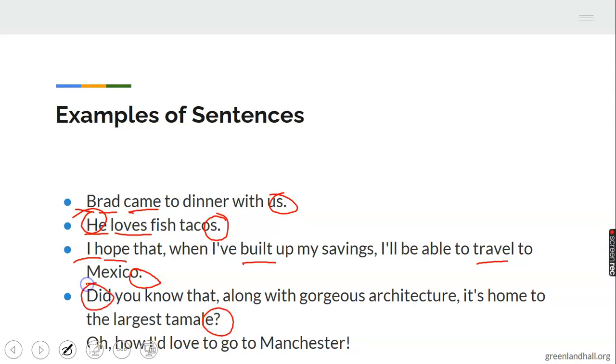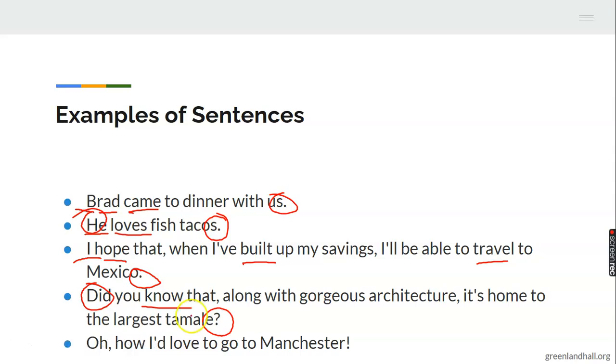Then, this is a question that can be referred to as a statement because it starts with a capital letter. Did you know that along with gorgeous architecture, it is home to the largest Tamil? Here we have a question and there are verbs inside, which makes it a statement. We call it an interrogative statement.